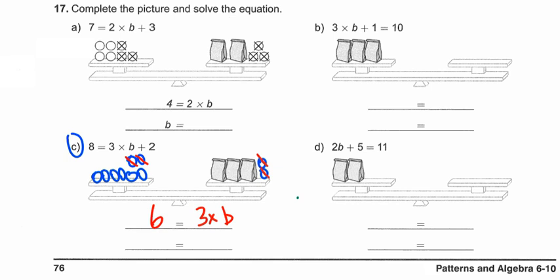Then we'll take this and go, well, we've got our 3 bags. How many would be in each bag? And you can kind of see there that there would be 2 in each bag. And what I do is I divide both sides by 3. So 6 divided by 3 and 3 times b divided by 3. So in the apple bags there are 2 apples.